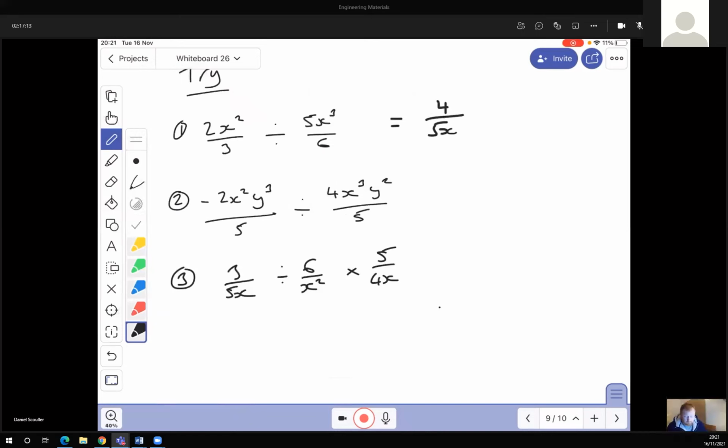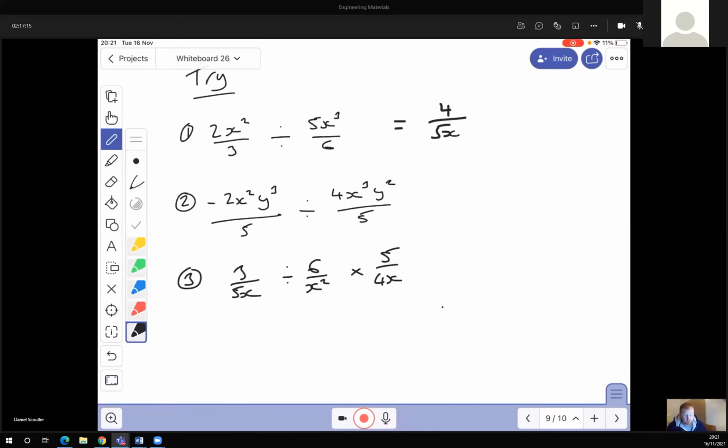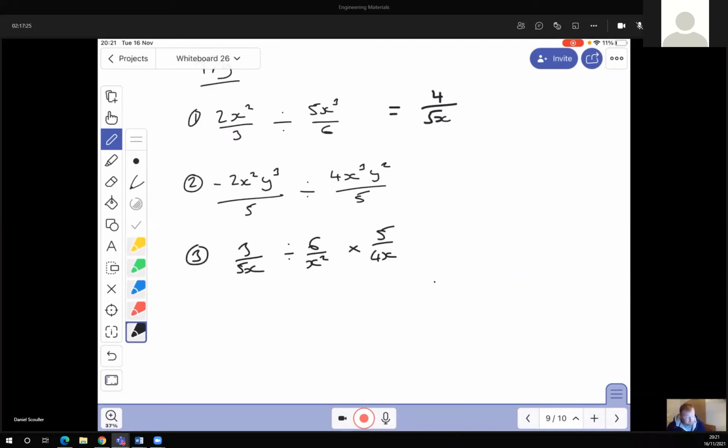So it gets to 12x squared divided by 15x cubed. We're just cancelling out and simplifying from that point. Number 2, throw in a wee negative sign there. Again, we've seen negative signs, so we should be okay with that. That just becomes negative 10 when we multiply it by the 5. That simplifies down to negative y over 2x.